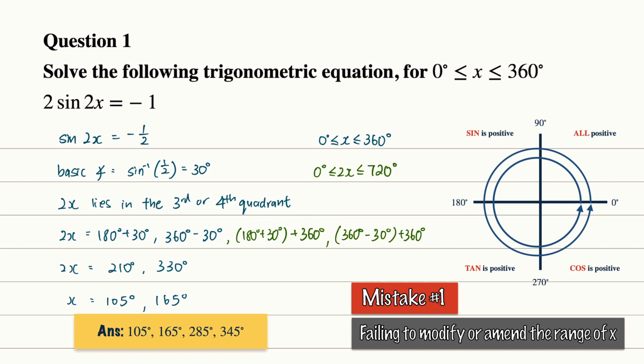Now in the case of this question, 2x is equals to 210 degrees, 330, 570, and 690 degrees. But don't just stop here. Remember, we need to find the value of x, so we divide every term by 2 to give us 105 degrees, 165 degrees, 285 degrees, and 345 degrees.